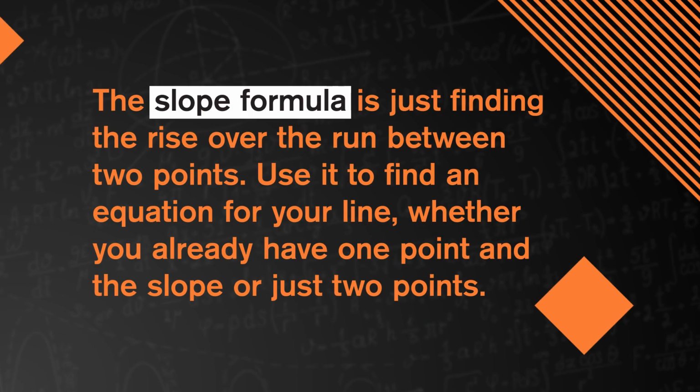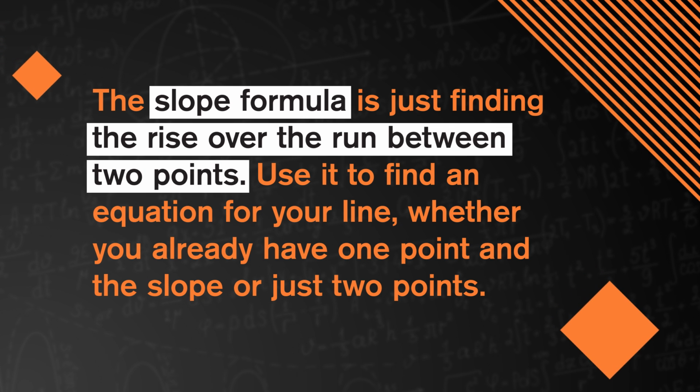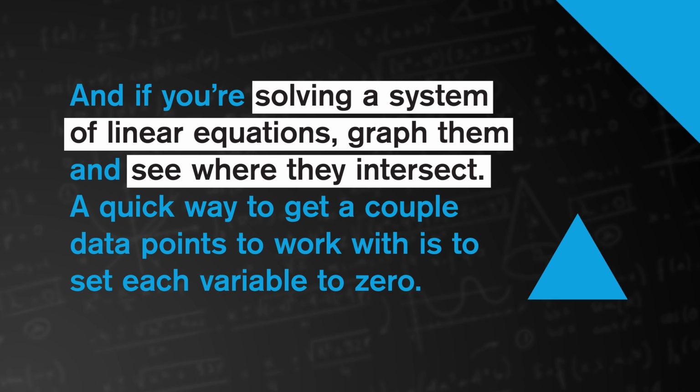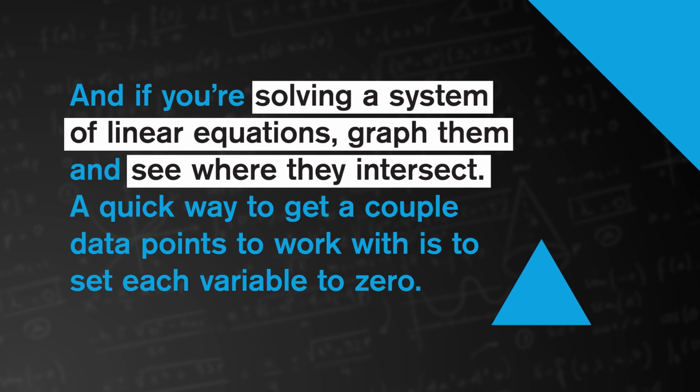And we can use this graph to get other information about the situation, like if we want to adjust the ratios. Now, if you are asked to find the equation of a line, even buried in a word problem, here's some starting points. The slope formula is just finding the rise over the run between 2 points. Use it to find an equation for your line, whether you already have 1 point and the slope, or just 2 points. And if you're solving a system of linear equations, graph them and see where they intersect. And a quick way to get a couple of data points to work with is to set each variable equal to 0. Next time, we'll look at the graphs of other equations we haven't drawn yet, like logarithms, and see what else we can learn from graphs to help us in the real world.